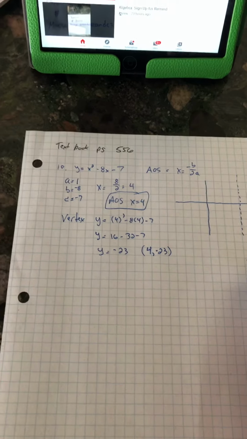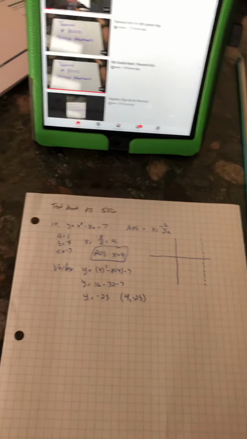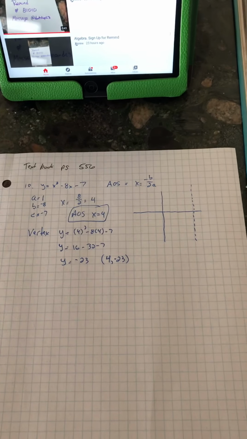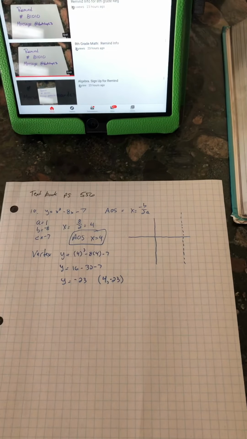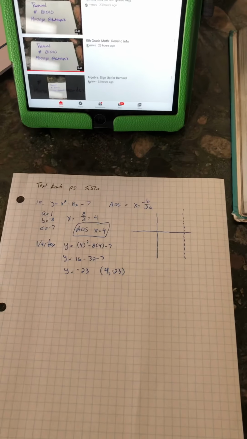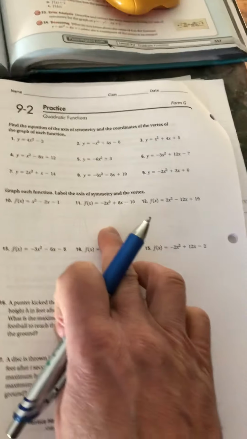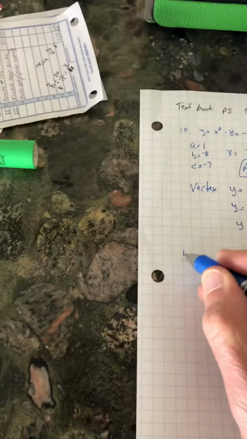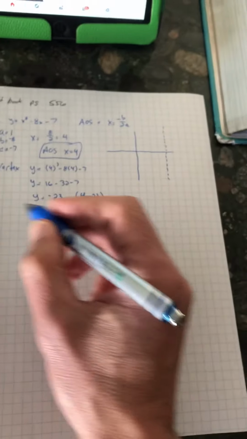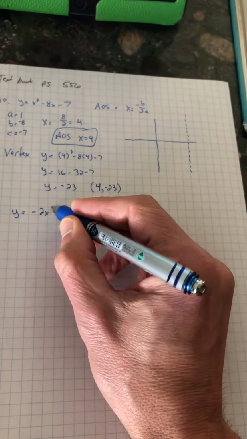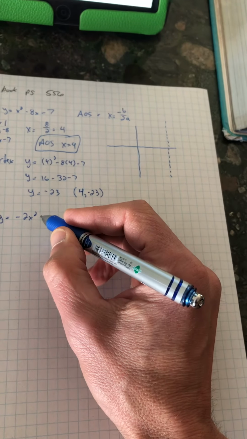All right, so that's one type of question. A second type of question that you're asked to do is sketch out graphs. Let's say we did one of these together. Let's do number 11 from your packet. All right, number 11 is graph each function, label the axis of symmetry and the vertex. So we have f of x or y, no big deal, that's our function notation, is -2x squared plus 8x minus 10.